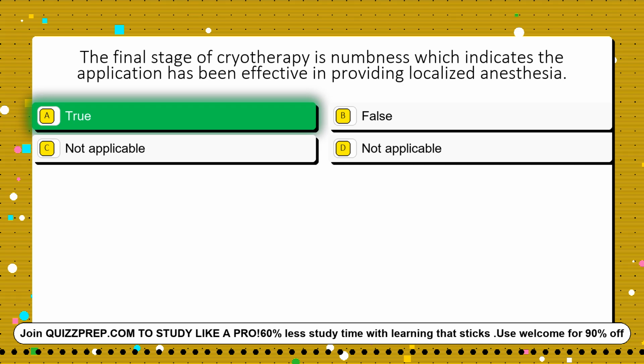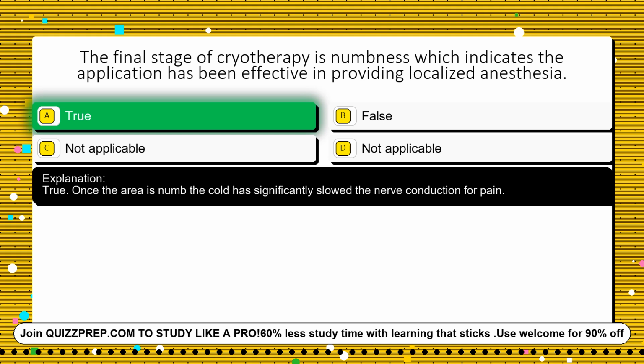The correct answer is option A. True. Once the area is numb, the cold has significantly slowed the nerve conduction for pain.